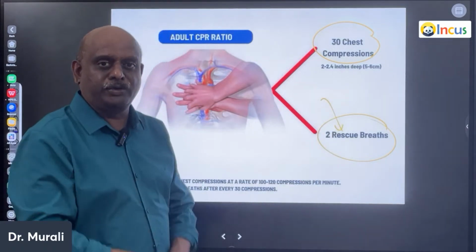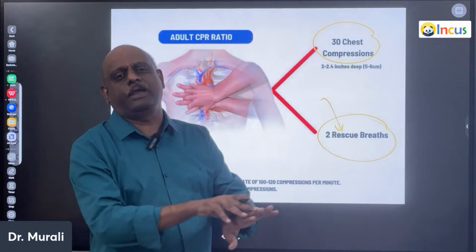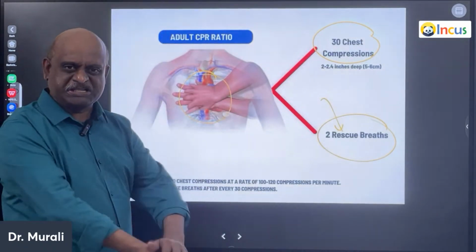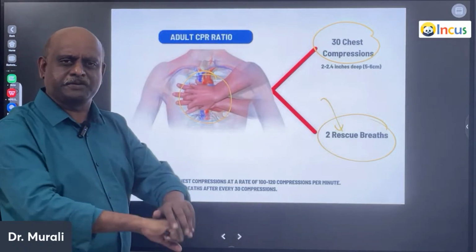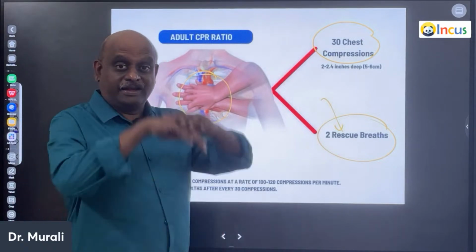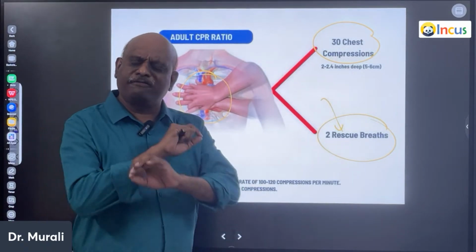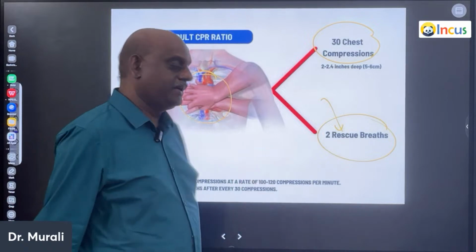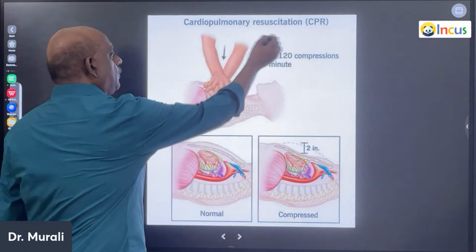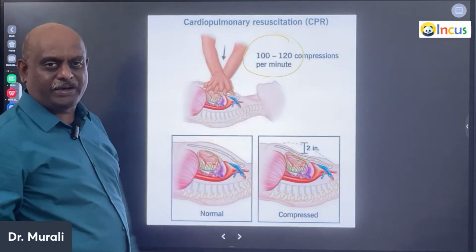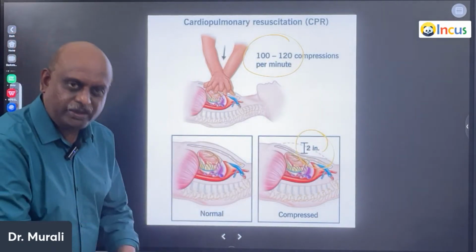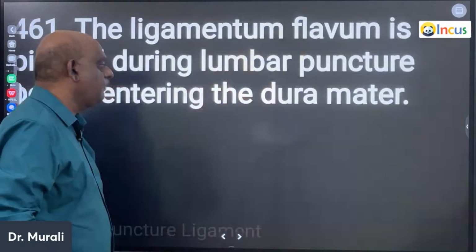And how deep do you need to go? You can't do it simply like a Thai massage, slowly. You need to push down 2 to 2.4 inches. You need to virtually break a couple of ribs. 2 to 2.5 inches, 5 to 6 centimeters, is the depth to which CPR needs to be done. This is a favorite high-yield fact in tomorrow's NEET PG exam. So once more, 100 to 120 compressions per minute, and 2 inches is the depth with which you need to apply the thrust.